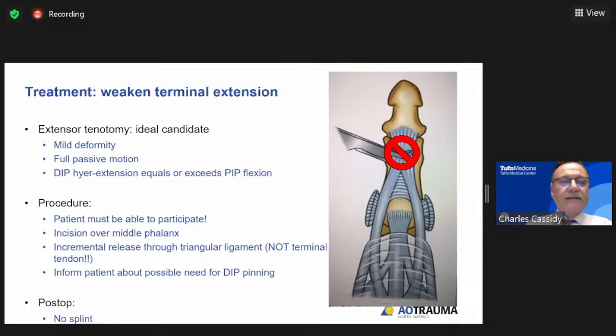You want to do incremental release through the triangular ligament area, not through the terminal tendon. And I always inform the patient about the possible need for DIP pinning because they could end up with a mallet finger. And ideally, post-op, you don't want to splint them. If it works out well, with mild deformity, it's an elegant, simple operation.